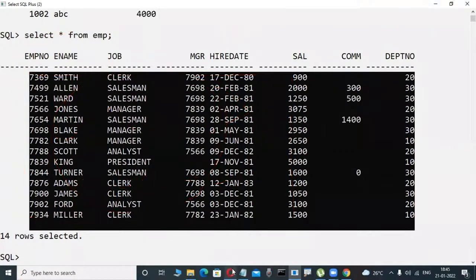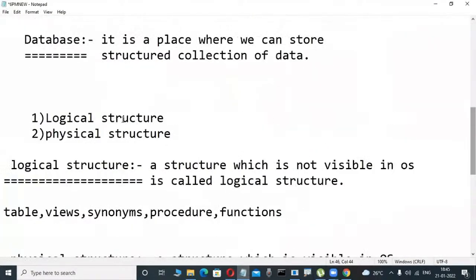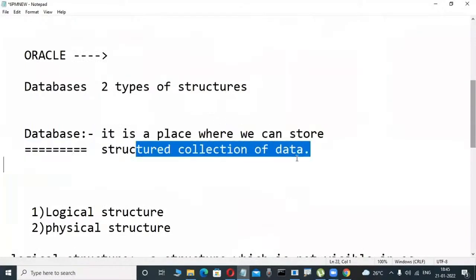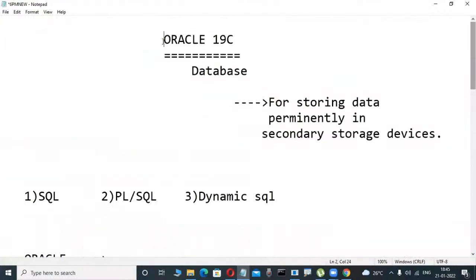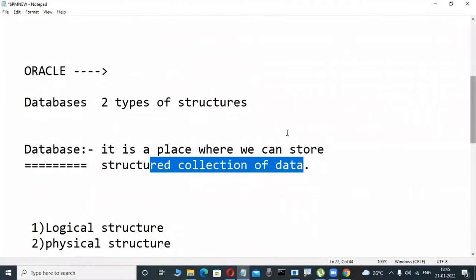That's why, in books or when we type in Google what is a database, two definitions are there, but most developers write that it is a place where we can store a structured collection of data. Understood? And this Oracle is a product from Oracle Corporation. In our course, we are learning the 19c version only. This is a database product. When anybody asks what a database is, as developers we tell it is a place where we can store a structured collection of data. That is the logical side.